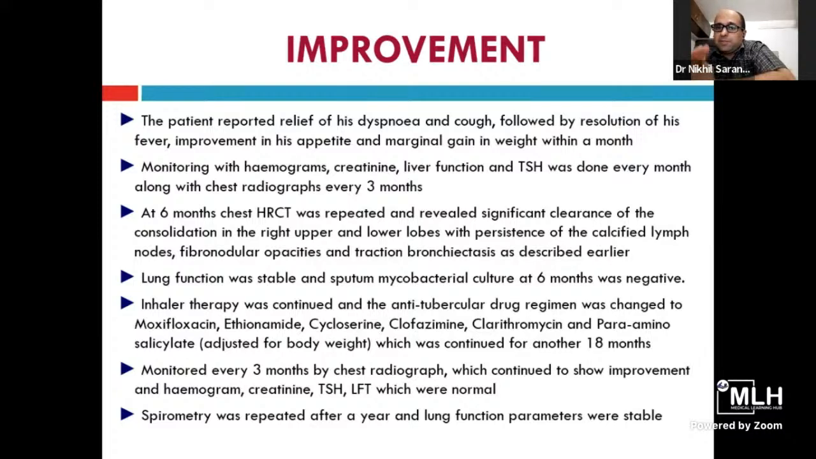We monitored the patient with hemograms, blood tests like creatinine, liver function, TSH every month, and chest radiographs every 3 months. See, this is extensive lung disease, so the chest X-ray will not improve immediately. At 6 months, we repeated a CT scan of the chest, and this revealed significant clearance of the consolidation in the right upper and lower lobes, persistence of the calcified lymph nodes, and traction bronchiectasis as described earlier.